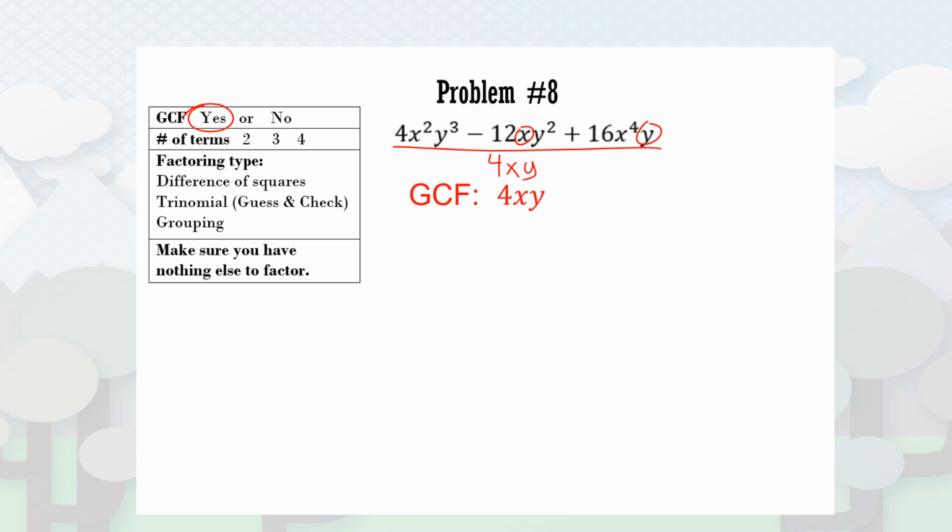So this is a good one just to double check your work, right? So your GCF is 4xy, and then when you divide that into each of those terms, you're left with xy squared minus 3y plus 16x to the third.